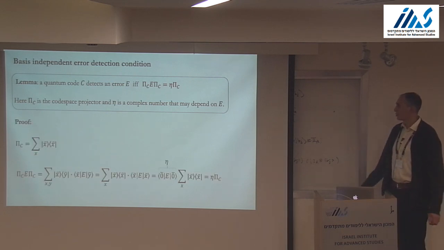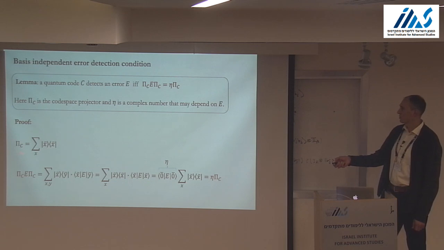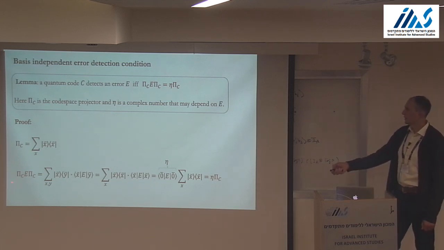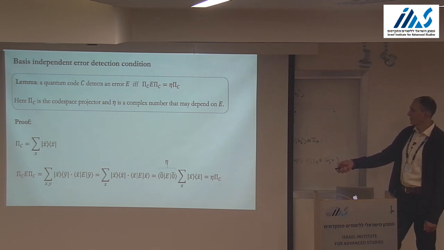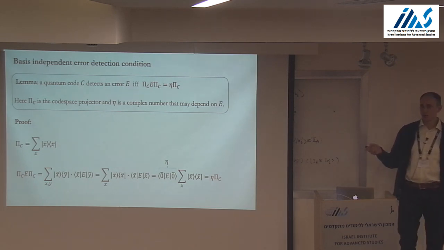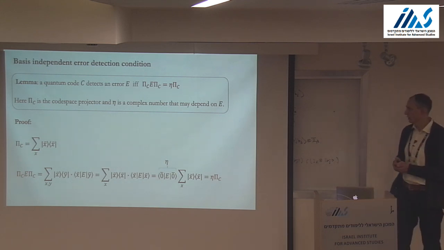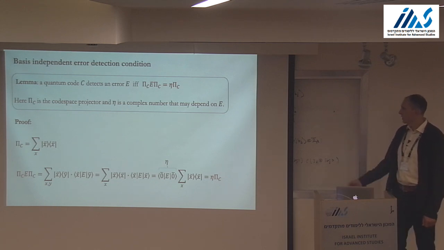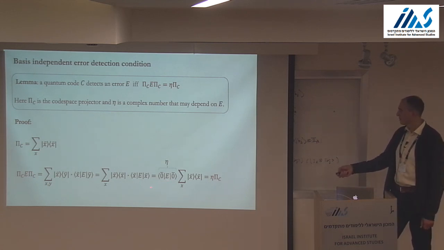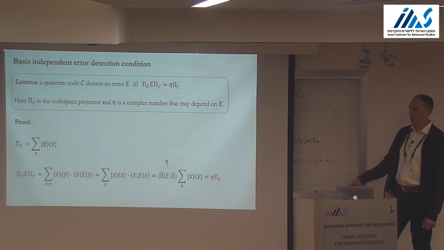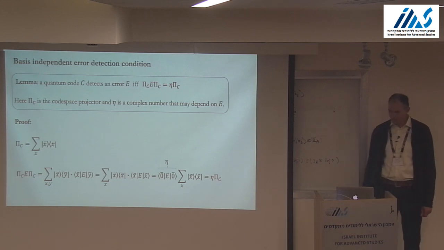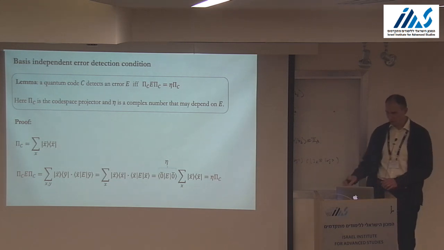And the proof is just 2 lines. First of all, we can write the code space projector as a sum of rank 1 projectors onto basis vectors of the code space. Then we look at this operator, and we get a bunch of terms. You can see that all off-diagonal terms with x not equal y vanish because of the off-diagonal error detection condition. So we are left only with diagonal terms, and all diagonal matrix elements are the same. So we can just look at matrix element 0, 0 and take it out of the sum. We get some complex number eta times the code space projector. So it shows that the error detection condition is indeed basis independent.